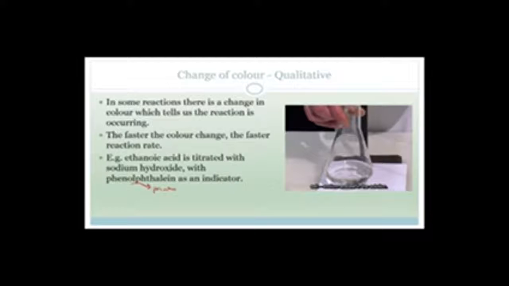So now the point is that, again, it's qualitative, because the point at which I think the color has changed, the point that you think the color may have changed exactly or gone away totally, might be slightly different. So again, it's a qualitative measurement. In other words, you can't put a number to it.